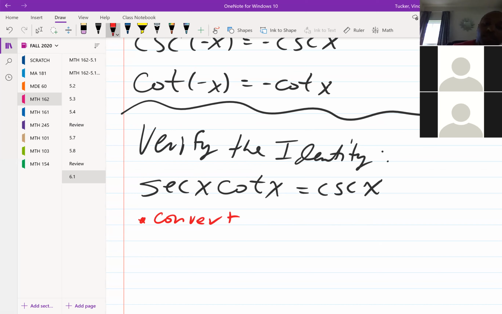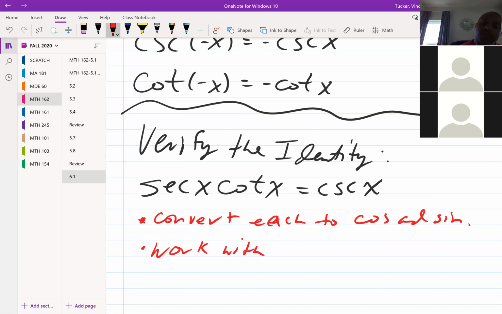So one way of doing it is to convert everything, or convert each term that you're working with, to cosine or sine. And work one side at a time also, especially if you're just beginning. Now, once you get comfortable with it, know what you're doing, know where you want to go, you might start fiddling around with both sides and all the good stuff like that at the same time. Or you work with one side at a time.